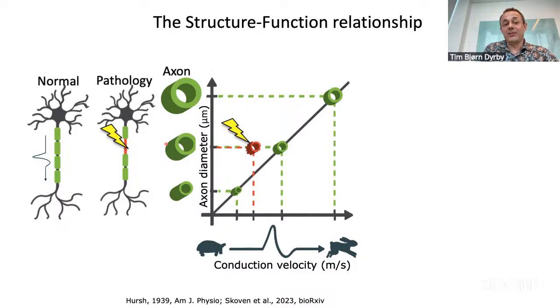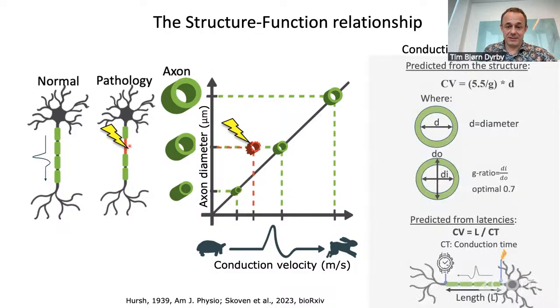But if we really want to study it, there are a few studies showing that if you lose the myelin around the axons, then it is likely that you will have a blocking of the conduction for a certain period. Nevertheless, from these structural features we can start to see whether we can predict conduction velocity. We can do it in two ways. We can do it from the structure.